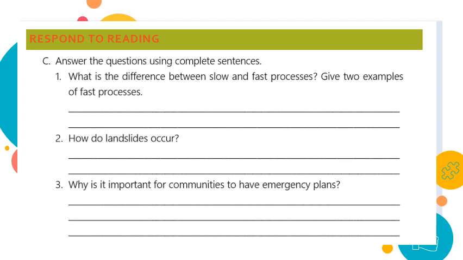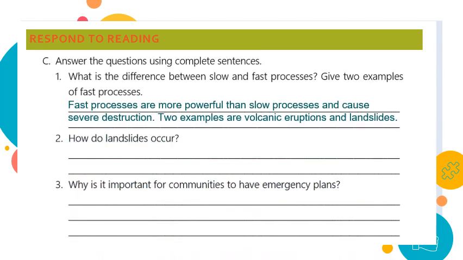Give 2 examples of fast processes. So I have to give just the difference between slow and fast processes and give 2 examples of fast processes. Simple and easy. So fast processes are more powerful than slow processes and cause severe destruction. 2 examples are volcanic eruptions and landslides. That's it.